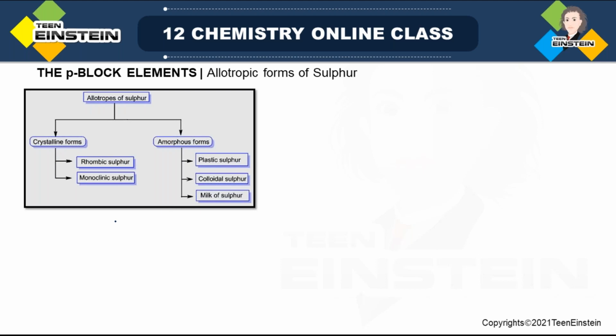Allotropes of sulfur. We have divided it into two categories. One is the crystalline form, and the other is the amorphous form, which is not crystalline. Under crystalline, you have two types, rhombic and monoclinic. These are terms from the 7 crystal systems that we have already seen. Under amorphous forms, there are mainly three types. There are some other insignificant forms, but these 5 forms are the most common.